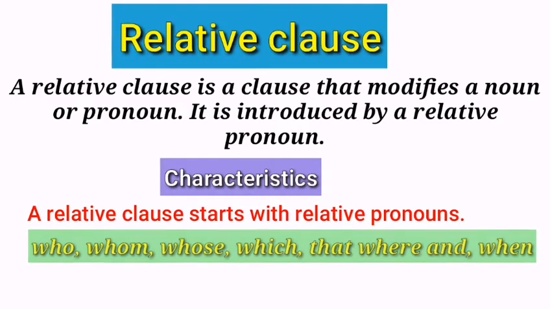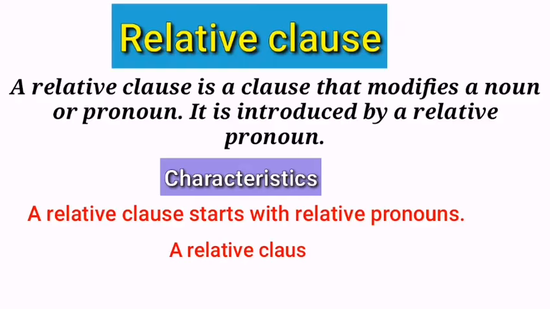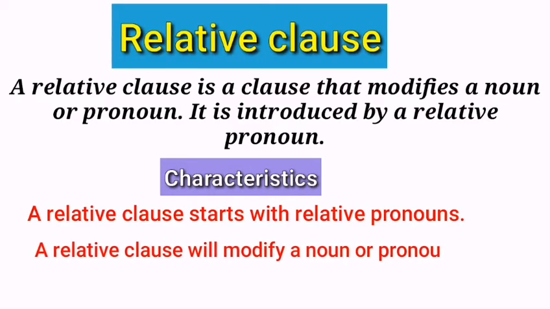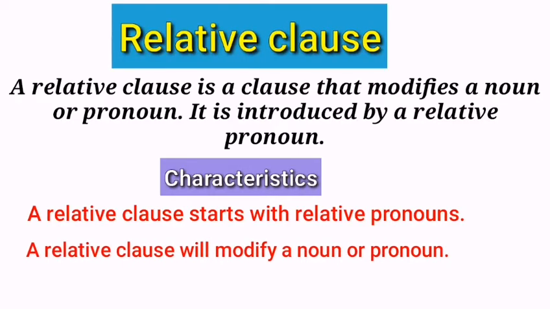The next point is: a relative clause will modify a noun or pronoun. Well, this is also one of the main points to identify a relative clause, that it will describe or modify a noun or pronoun. In simple words, you can say that it will function like an adjective in a sentence.